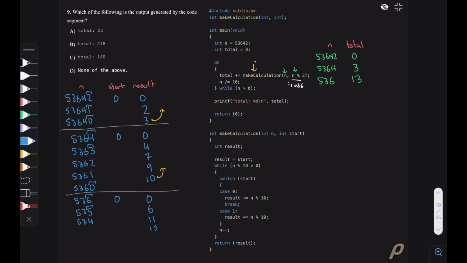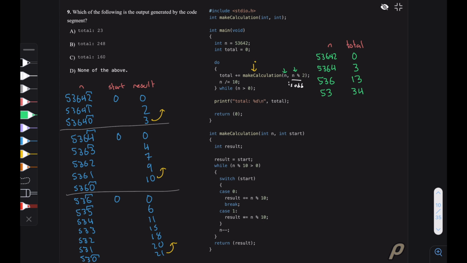We get 15, then we get 18, then we get 20, 21, and now finally it's equal to 0, so we break out of the loop there, and we send this back up to main. So in main we add 21 plus our total, so we get 34, and then we divide n by 10 again, so we get 53.